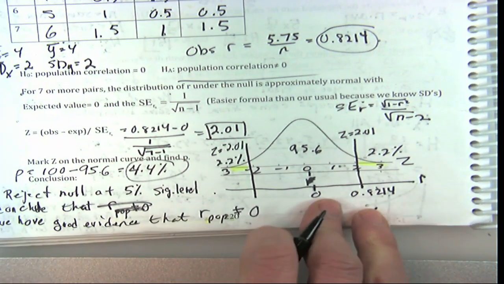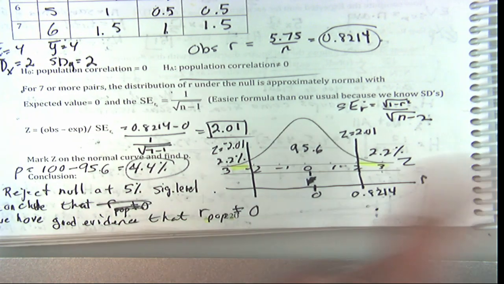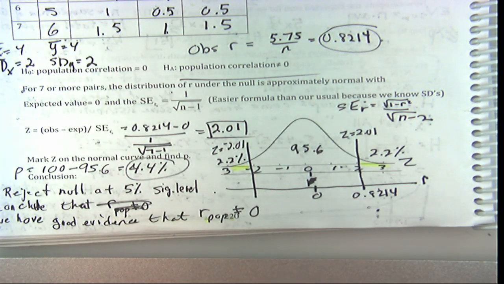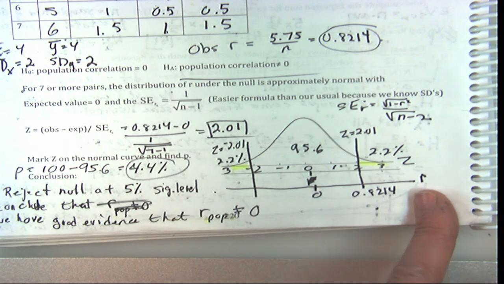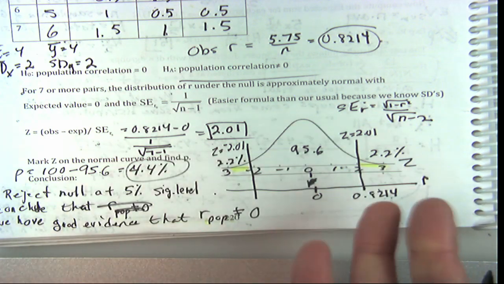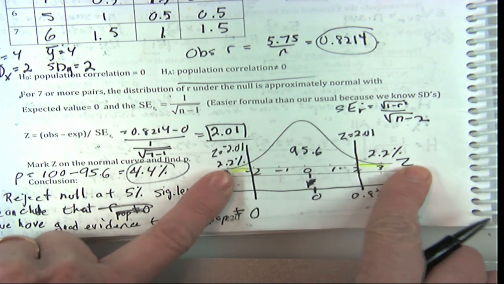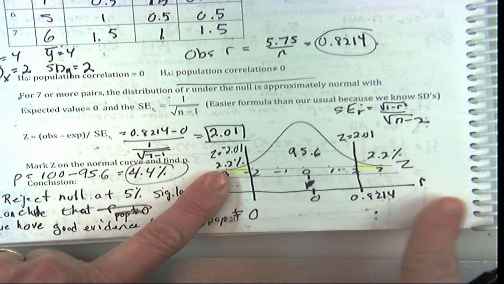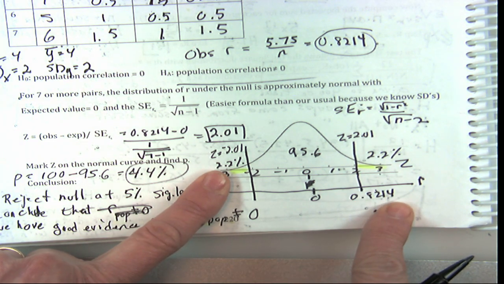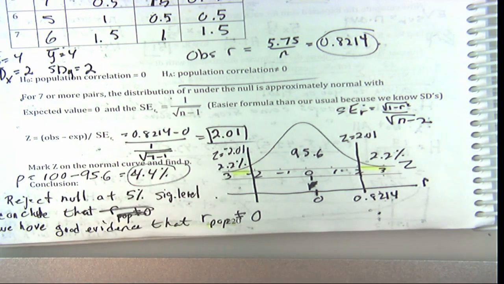What kind of evidence do we have? We say if it was 0, it's just like a legal argument. If they were innocent, at some point we say, hey, we just have too much evidence. We're going to convict. Okay, so with too much evidence, we can't say for sure at all. We can just say that the probability, if it was really no correlation, of getting such an extreme test statistic, an R of 0.8214, is only 4.4%. That's what we're saying.